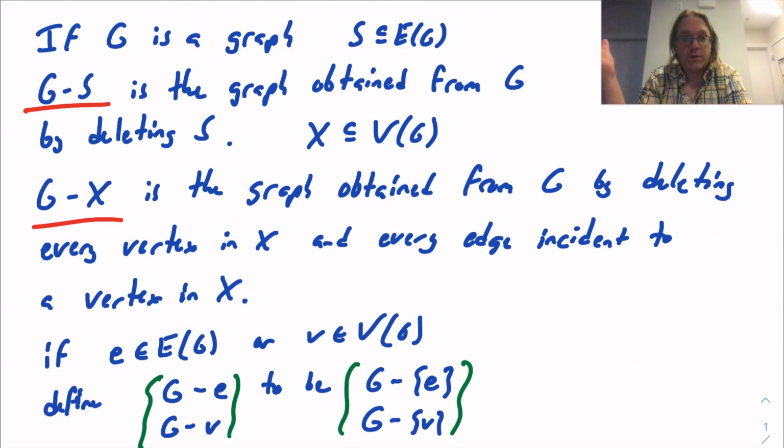So if I want to take a graph and delete a single vertex v, I can just write G minus that vertex v. Or if you want to delete a set of vertices X, fine, G minus that set X deletes all those vertices. And as well, whenever you delete a vertex, you delete all incident edges. So this is a fairly natural concept.